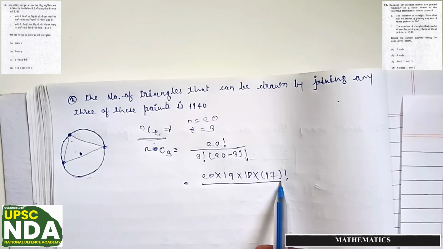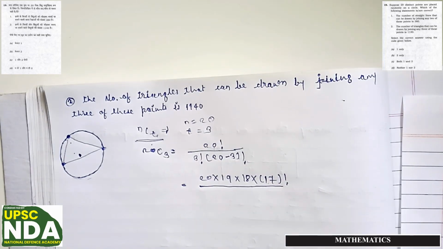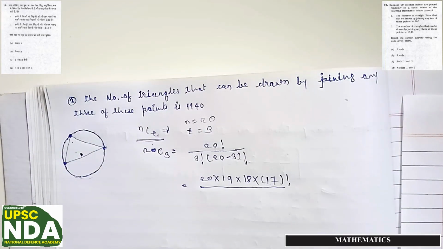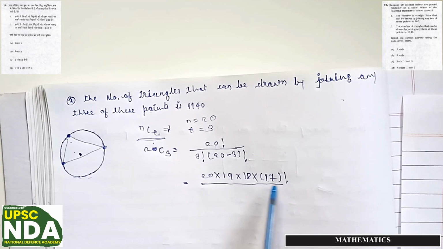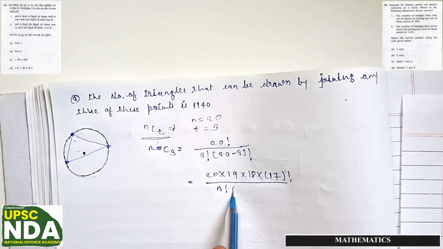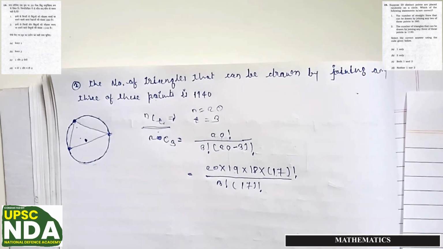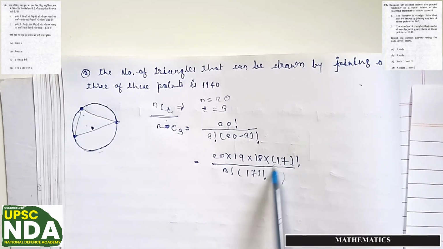If you find it difficult to understand how to find factorial and how to apply these in permutation and combination, you may check my playlist. I already uploaded similar videos on my channel. Okay, so here I have written 20 factorial this way. So 3 factorial as it is, and 20 minus 3, which is 17 factorial. Similar terms in numerator and denominator cancel.